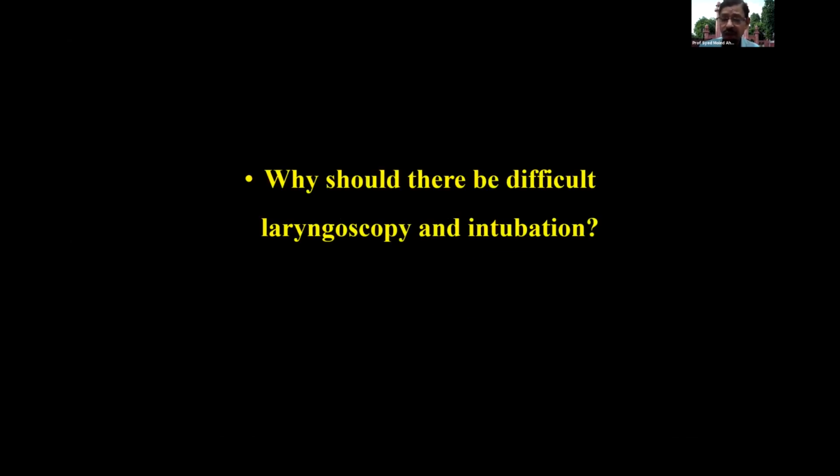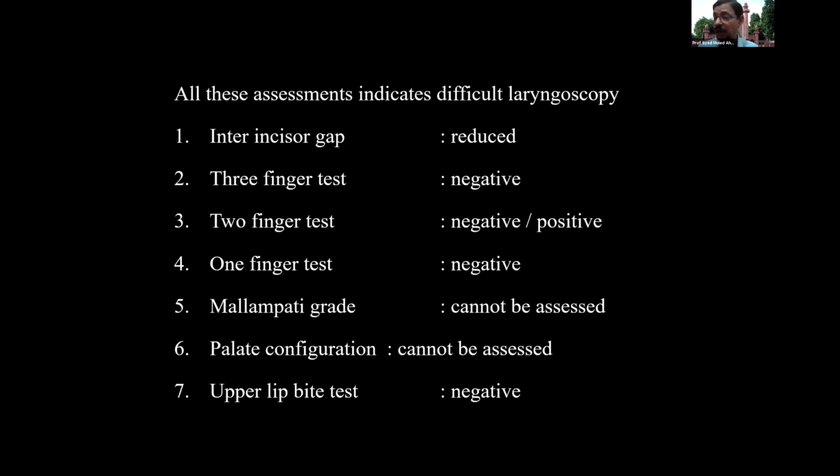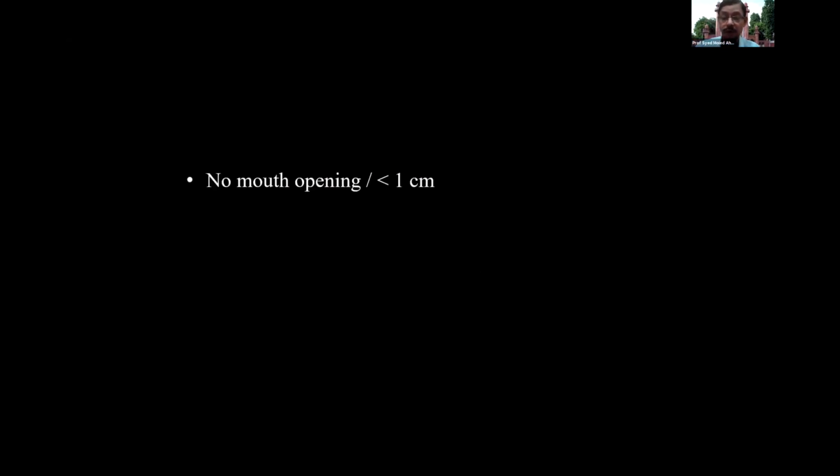So you cannot lift the tongue, and that can cause obstruction. So face mask ventilation is always difficult, and you cannot put in a Guedel's airway either, because their mouth opening is not there. So they all have difficult mask ventilation. Why should there be difficult laryngoscopy and intubation? There is a battery of parameters which tell you that the patient can have difficult laryngoscopy and intubation.